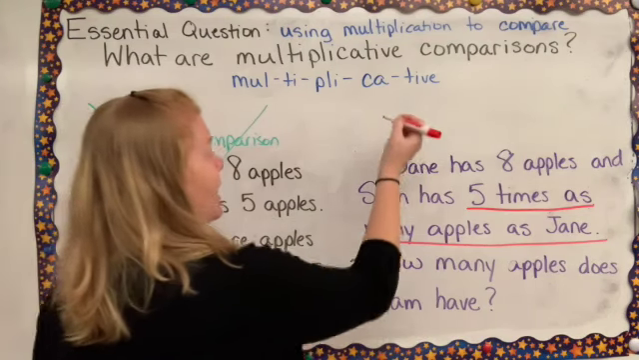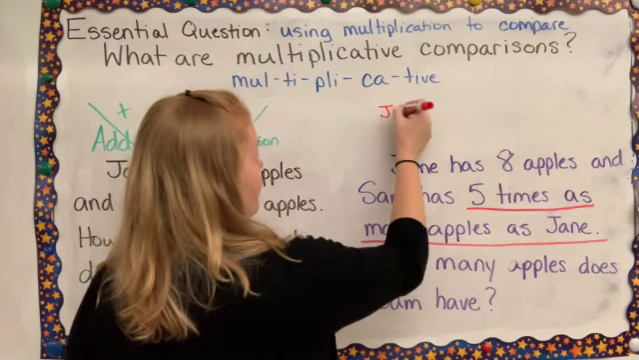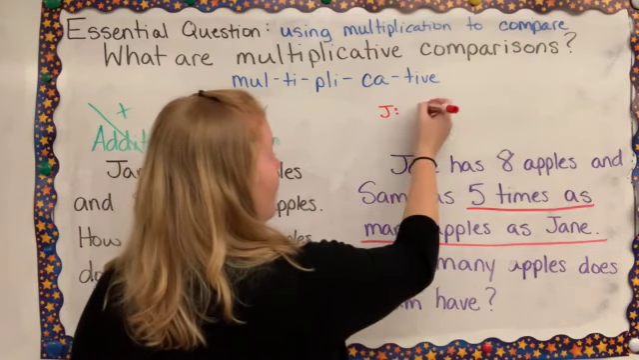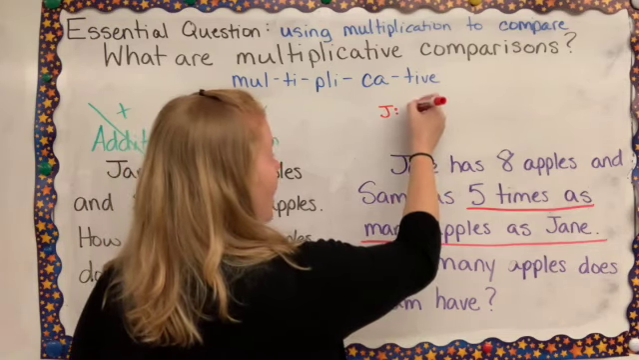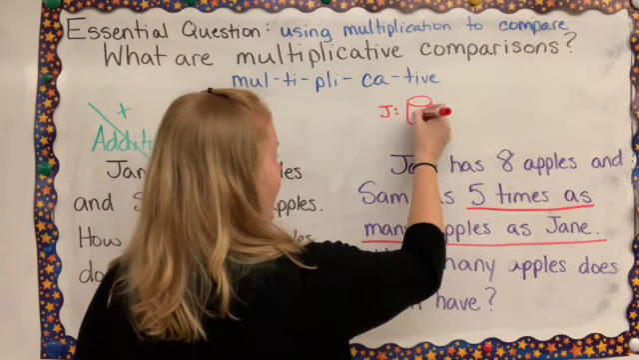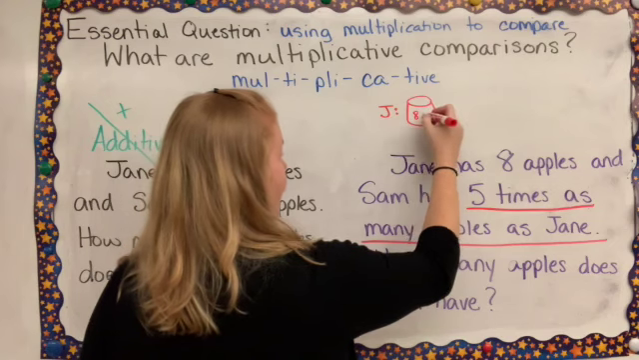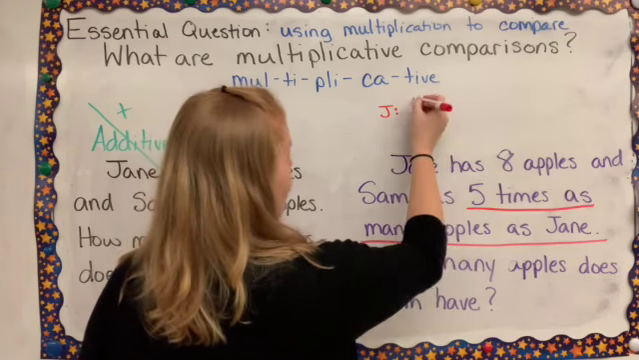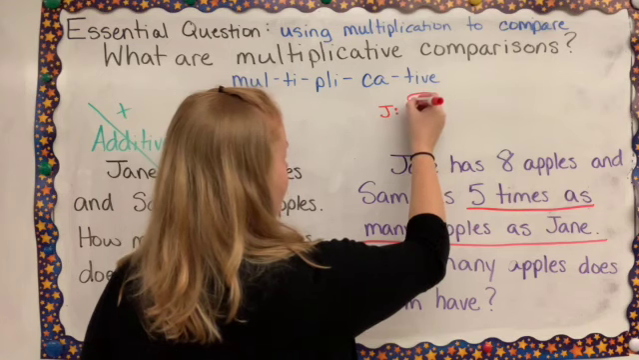So I'm going to go ahead and write down that Jane has 8 apples. And I'm just going to do a basket of apples right now and tell you that Jane has 8 inside of it. I'm going to make it a little bit bigger than that. This is like my basket of apples.